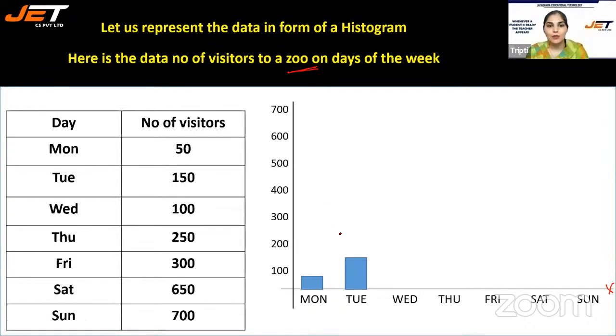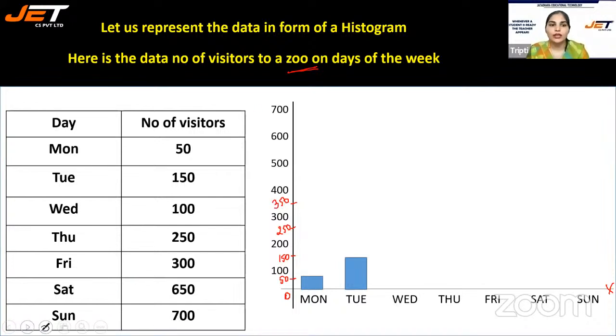Next is Tuesday, 150. So I have not written 50 and 150 on this line, right? But it is understood. If this is 0, this is 100, the mid number is 50. If this is 100, this is 200, the mid number is 150, isn't it? 200, 300, mid number is 250. Okay, so that's how you can even identify. It's not mandatory that every time you will write the number, but it should be self-understood that if 300 and 400 is here, the middle number should be 350.